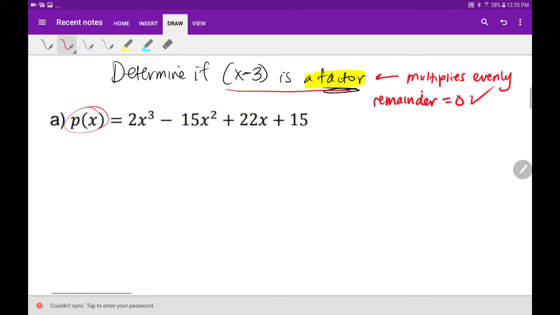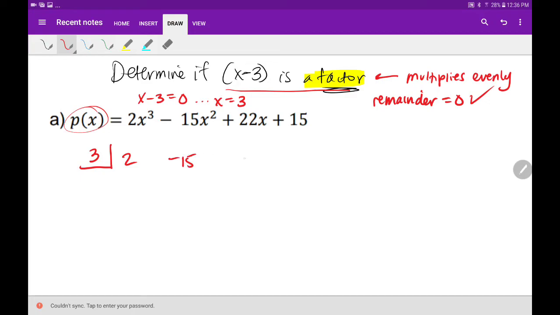So let's do division. We can do long division or synthetic division in this case. I'm going to do synthetic division, and the number that goes in the box would be x equals 3. Now I need my coefficients. 2, negative 15, 22, 15. Always bring down the first number, multiply. 2 times 3 is 6, then add down. Negative 15 plus 6 is negative 9.